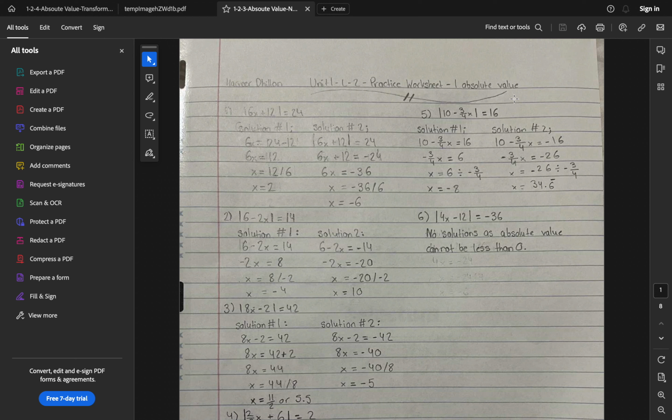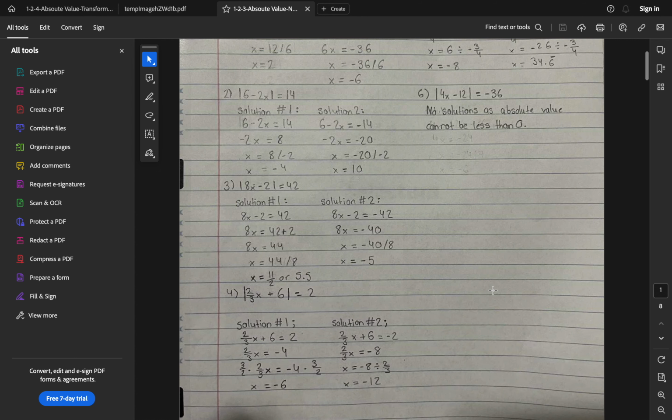For the next solution, it's 10 minus 3 over 4x is equivalent to negative 16. We rearrange so that the x is being isolated. We rearrange again, right? And so we get x equal to negative 26 divided by negative 3 over 4, right? And we get x is equal to 34.6, and that's a rounded figure.